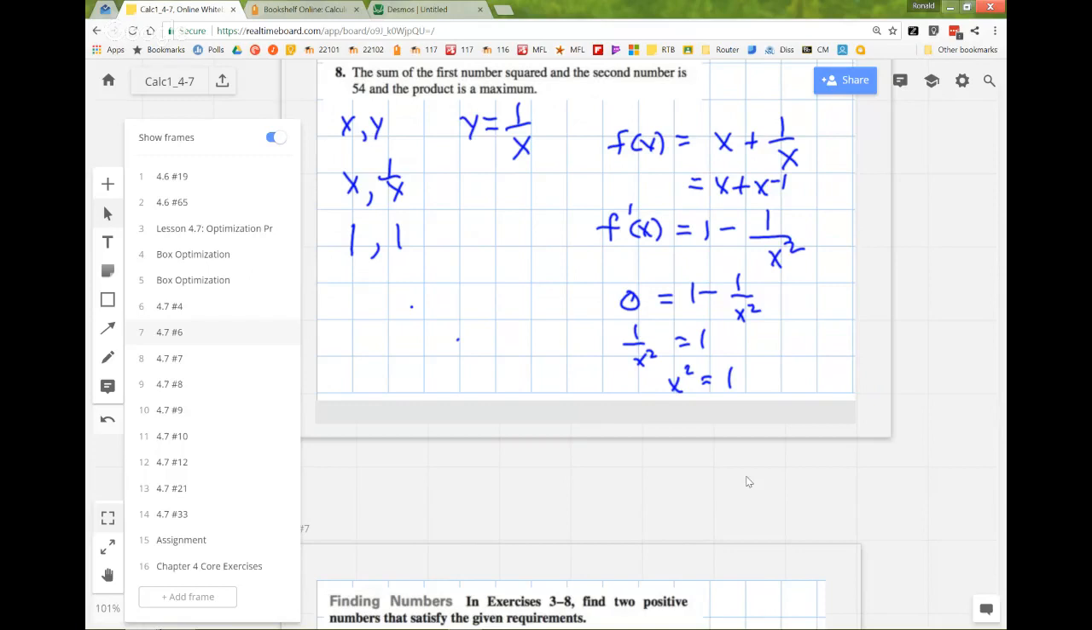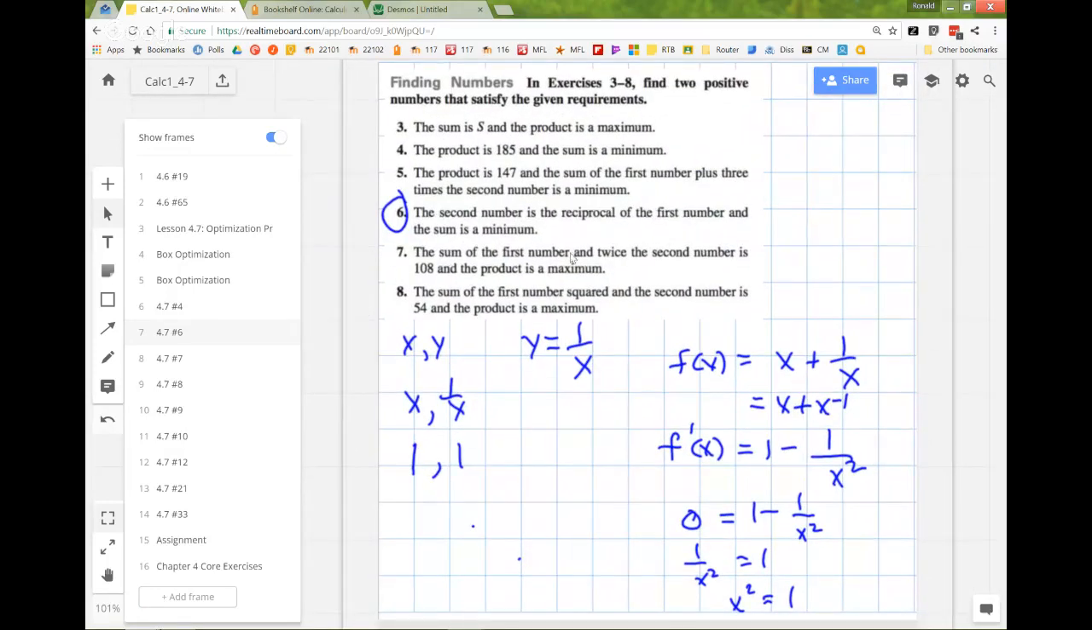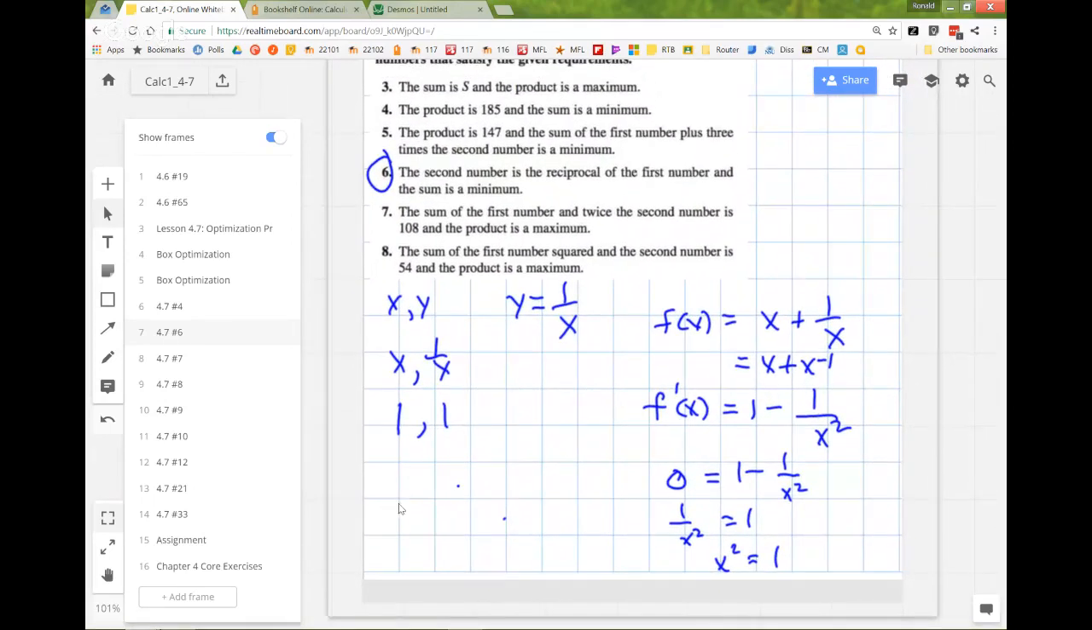Again, we reject negative 1 because this whole bank of problems is only about positive numbers. Okay, so if you take 1, where did I get this 1? Well, what's the reciprocal of 1? 1. So what are the two numbers? One is the reciprocal of the other, and when you add them up, their sum is a minimum. And here they are, 1 and 1. And the minimum sum, of course, would be 2. So, final answer is over here.